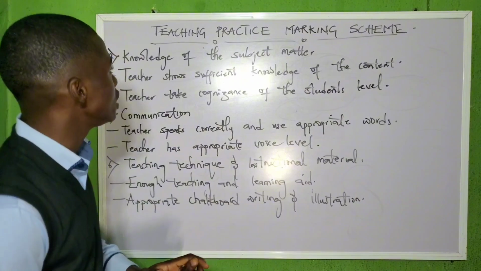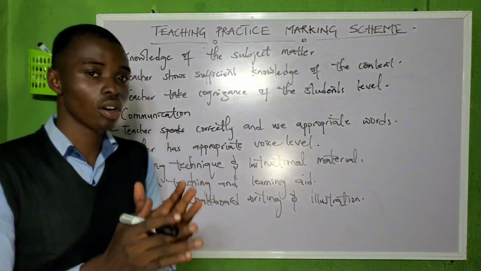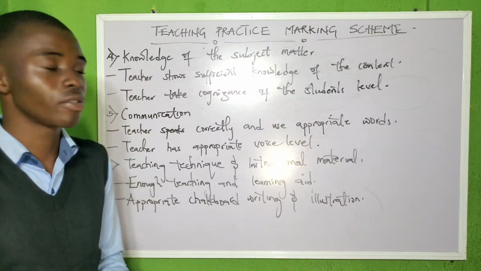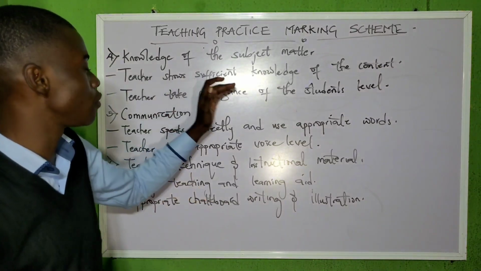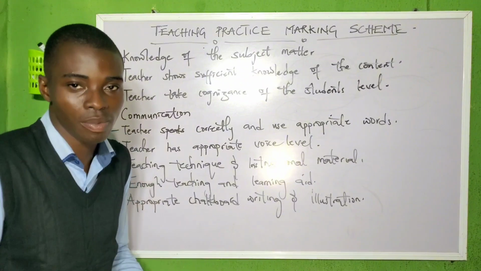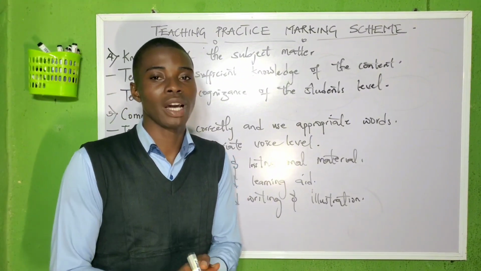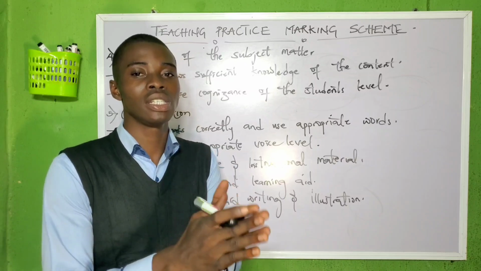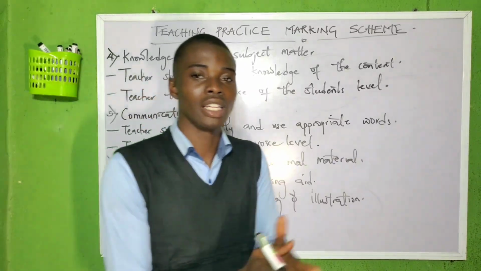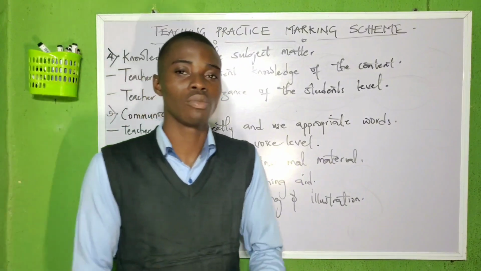The fourth thing you have to know in the teaching practice marking scheme is knowledge of the subject matter. Under the knowledge of the subject matter, we have: teacher shows sufficient knowledge of the content and the concept. Like what I said in my last video, go to TP and practicalize what you have studied in school. If you are in economics education and you go to TP to teach chemistry, there's no correlation between this.